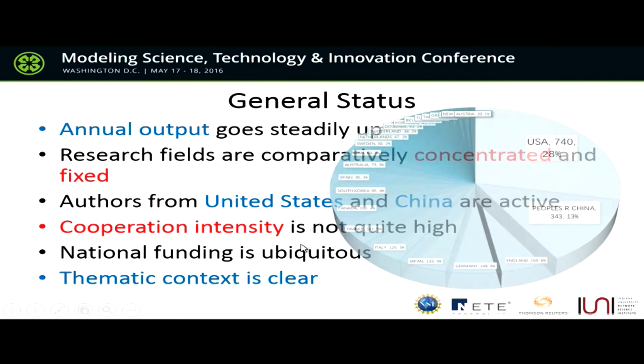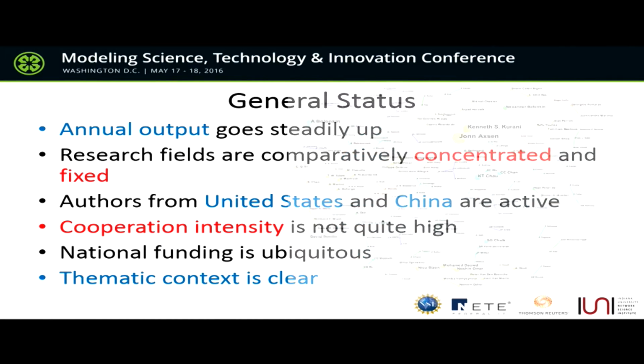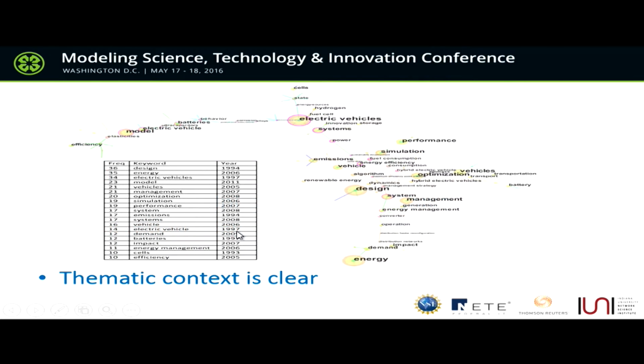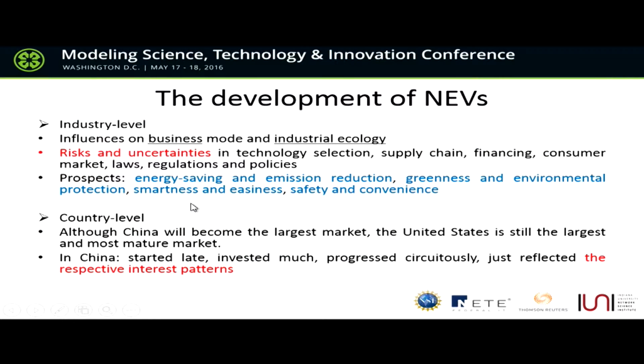And the scholars from the United States and China are so active in this field. However, the cooperation intensity is not very high. I don't know why. And most research is granted by the national fundings, especially in the United States and China. We use a co-occurrence of the keywords to show you a very clear map of the changing topics. So let's go further into these topics.